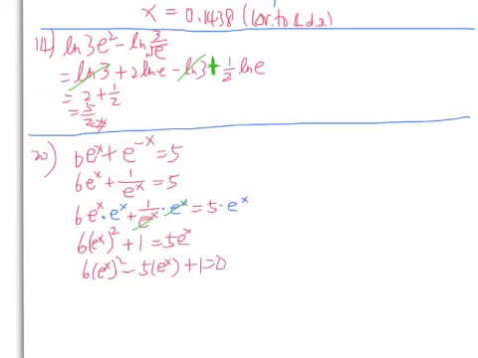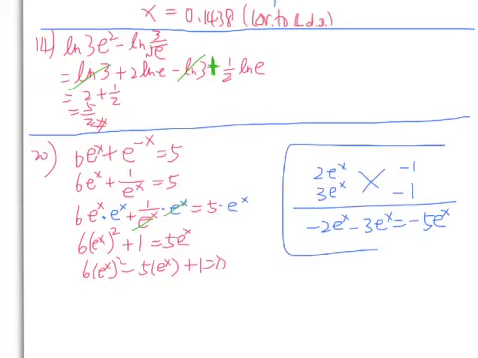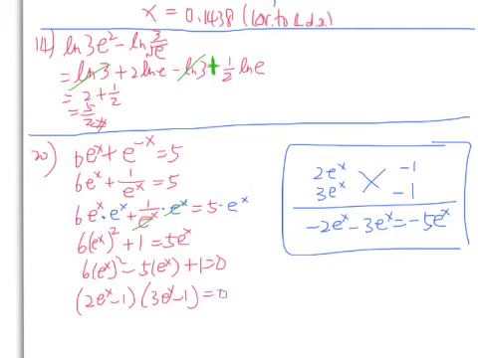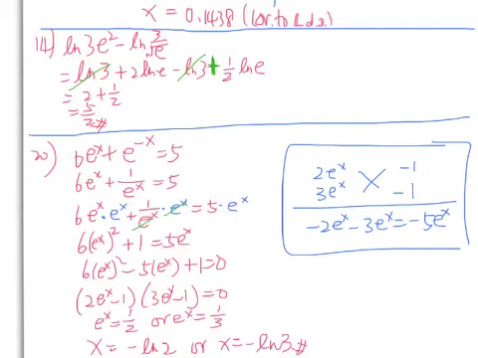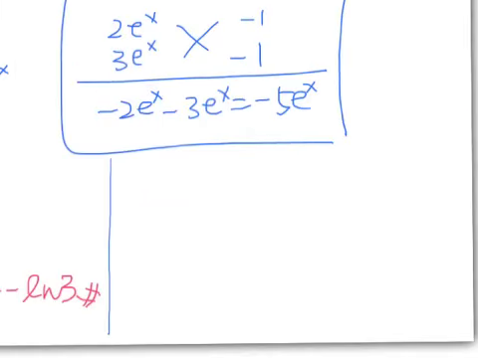Factor method here. We can write e to the power x equals 1/2, or e to the power x equals 1/3, and then the answer is x equals negative ln 2 or x equals negative ln 3. The last question, number 26.